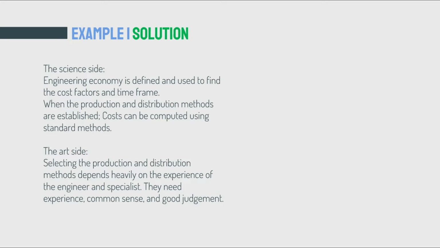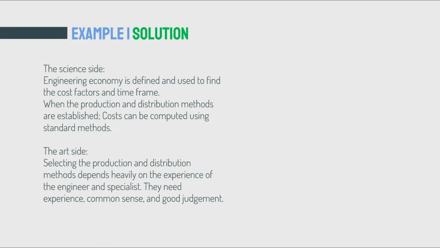Now when the production and distribution methods are established, then the cost can be computed using standard methods. So what they need to do on the science side is establish the right production and distribution methods. Either they need to choose or they build new methods for production and distribution for the new PC.